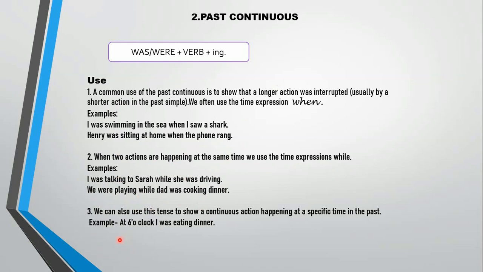Now the last usage which I want to explain over here is, you can see we can also use this tense to show a continuous action happening at a specific time in the past. You can see at 6 o'clock, 6 o'clock is your specific time. That is mentioned over here. So along with the specific time, continuous action is used. I was eating dinner. I hope the usage is very much clear to all of you. Moving on to the next slide, we will find the next form of the past tense.